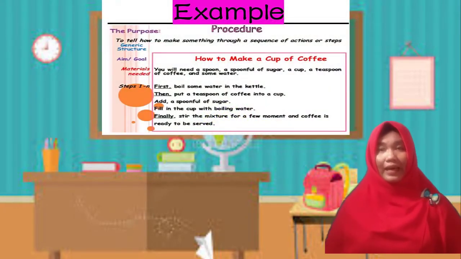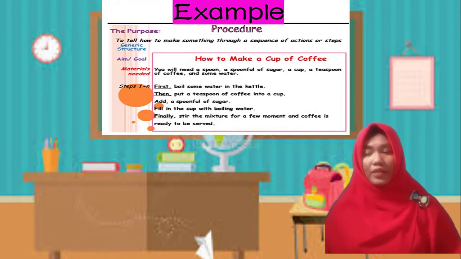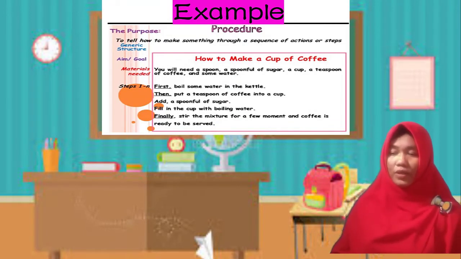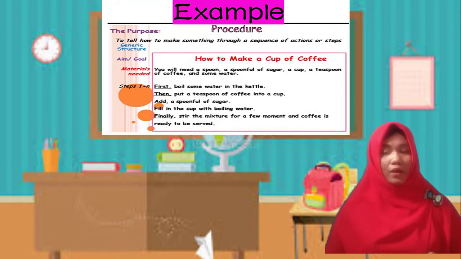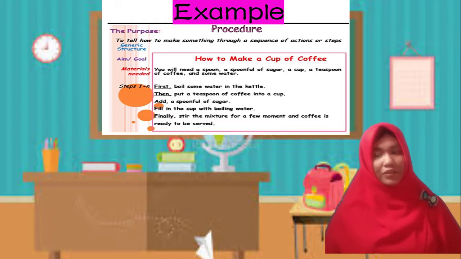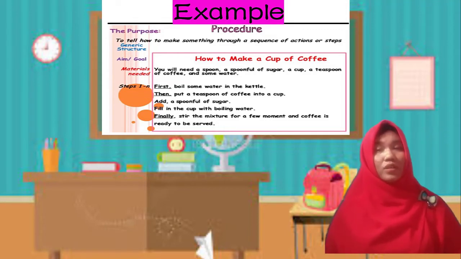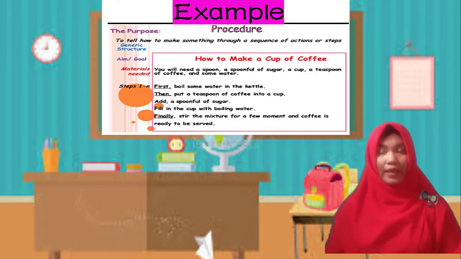In the next slide is the example of procedure text. There is a purpose, an aim or goal, and there are materials or ingredients needed or tools, and then also, of course, there are steps on how to make it.